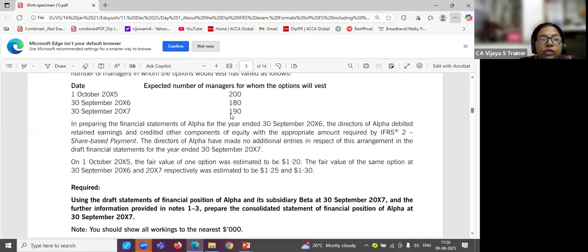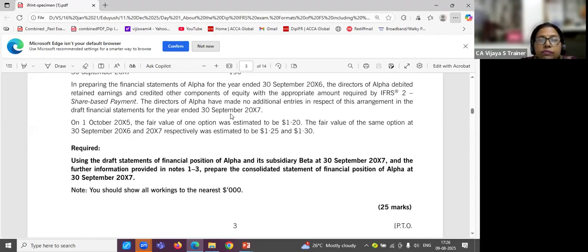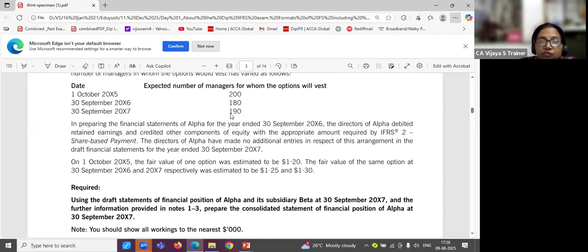And you have to prepare the consolidated SOFP. So that's how the question is. Okay. So the key to getting good marks on the first question is, first, understanding the concepts, which many of you are qualified in. So understanding concepts will not be a problem.